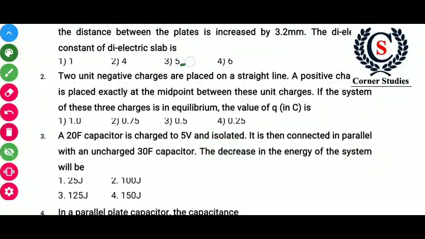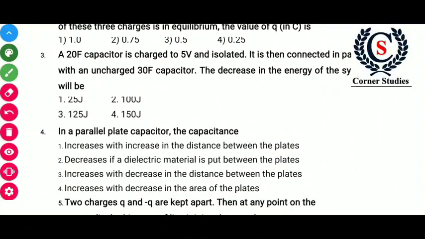Next question. Two unit negative charges are placed on a straight line. A positive charge Q is placed exactly at the midpoint between these unit charges. If the system of these 3 charges is in equilibrium, the value of Q in C is? Answer: 0.25. Next question. A 20 µF capacitor is charged to 5V and isolated.